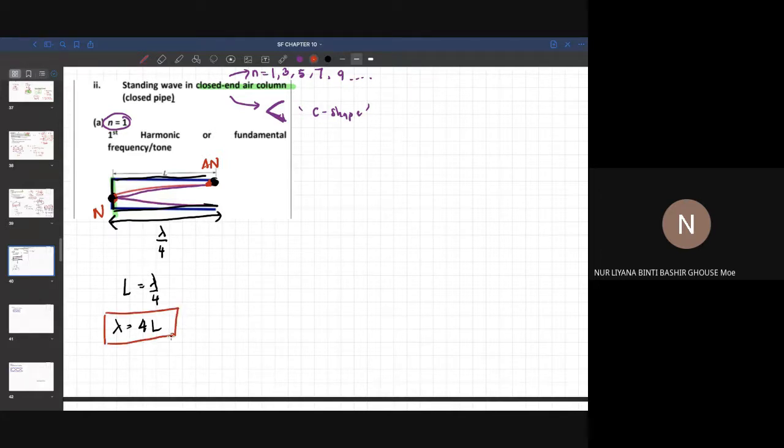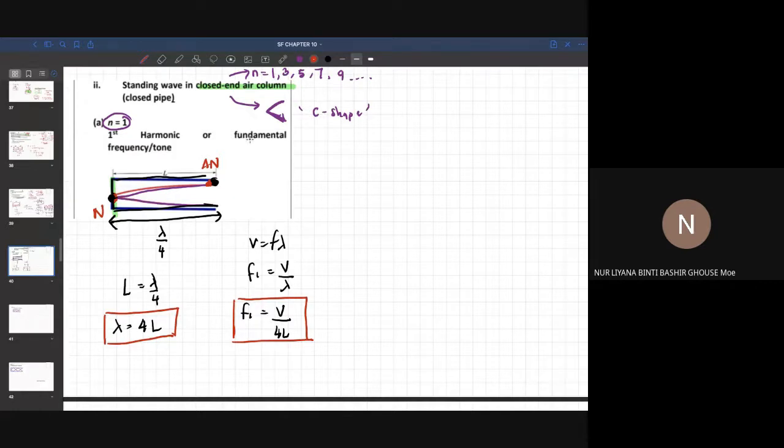Okay, lepas kita dah dapat lambda, next kita kena cari equation untuk frequency. So we know V is equals to F lambda. Okay, V is equals to F lambda. So F1 adalah V over lambda. Okay, so F1 akan jadi V. Lambda kita adalah 4L, so kita masukkan. So kita dapatlah equation untuk frekuensi yang pertama, which is V over 4L. Okay, so this one is untuk N yang pertama.